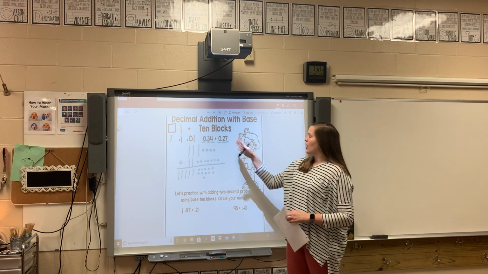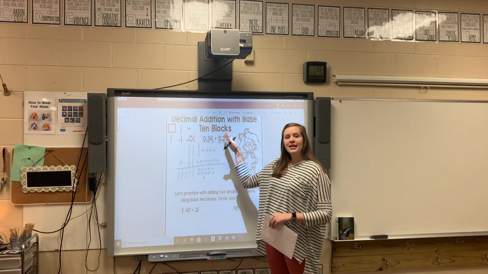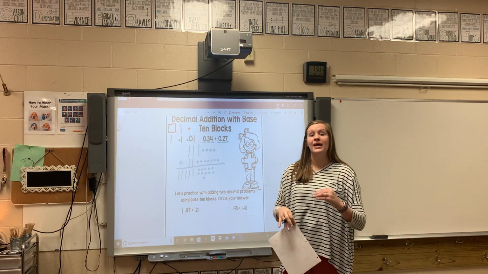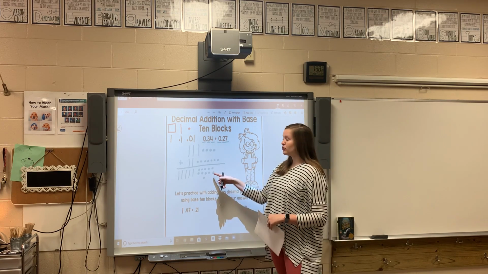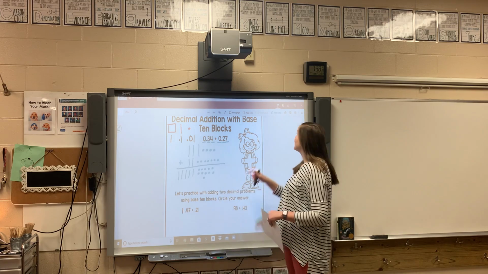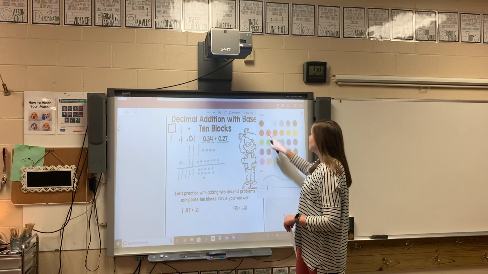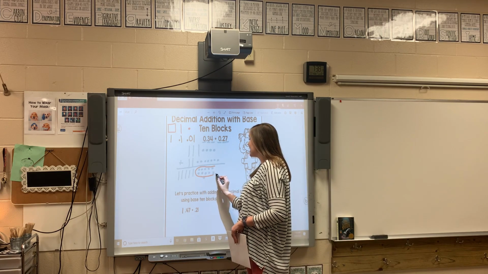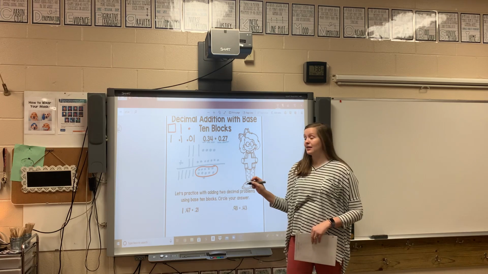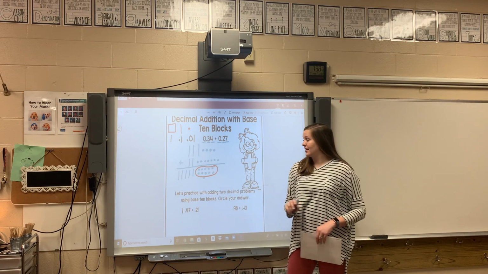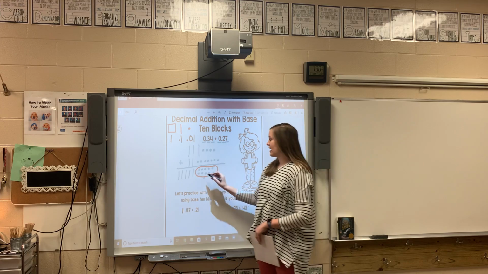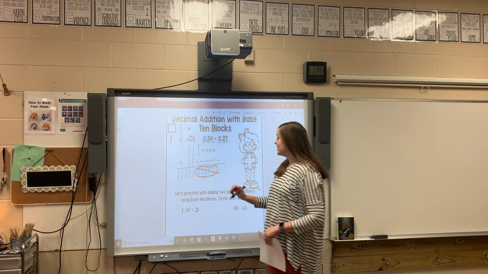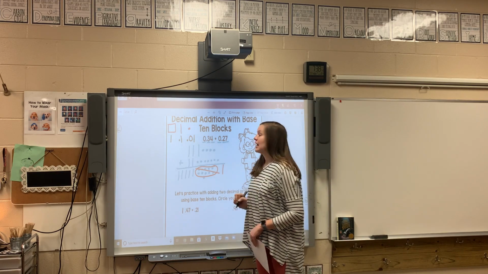How many hundredths does it take to make a tenth? It takes 10 hundredths to make 1/10. How many hundredths do I have here? 11, right? So what I'm going to do is exchange 10 of my hundredths for a tenth. So I'm going to cash these in, right? Get rid of these. And what am I going to get in return? 1/10. So I'm adding a line.